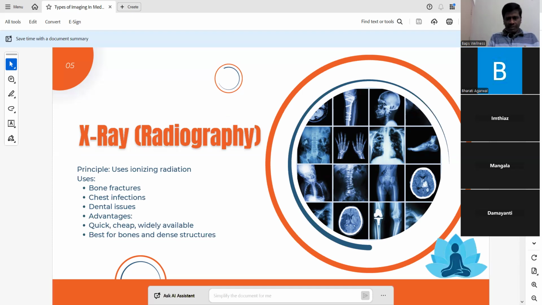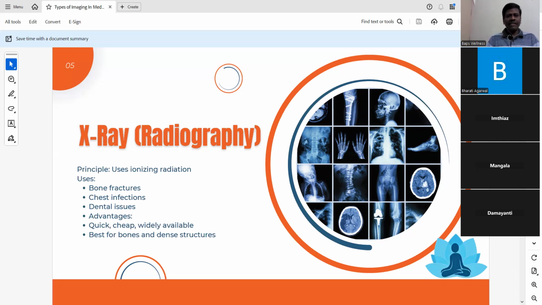So now we will see, one by one, what are the imaging methods commonly being used. The first one is the basic one. It's a very primitive, commonly used one. That is X-ray, radiography.